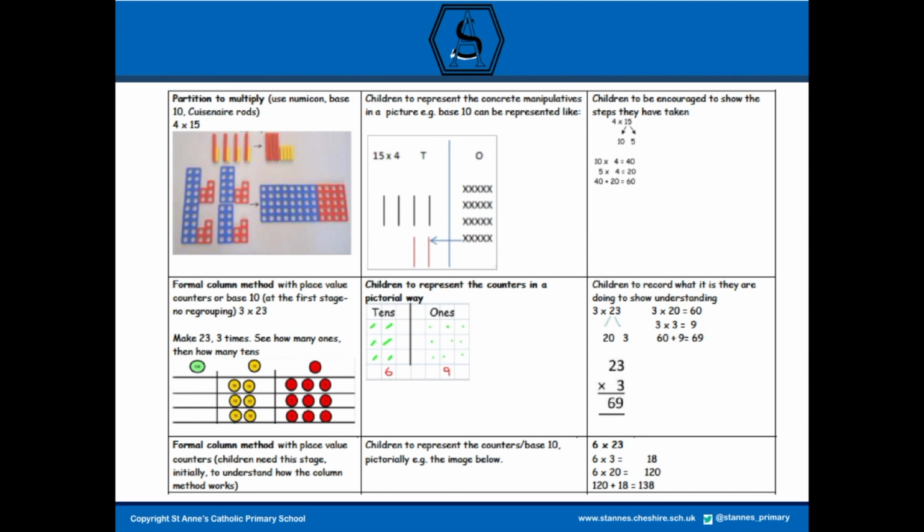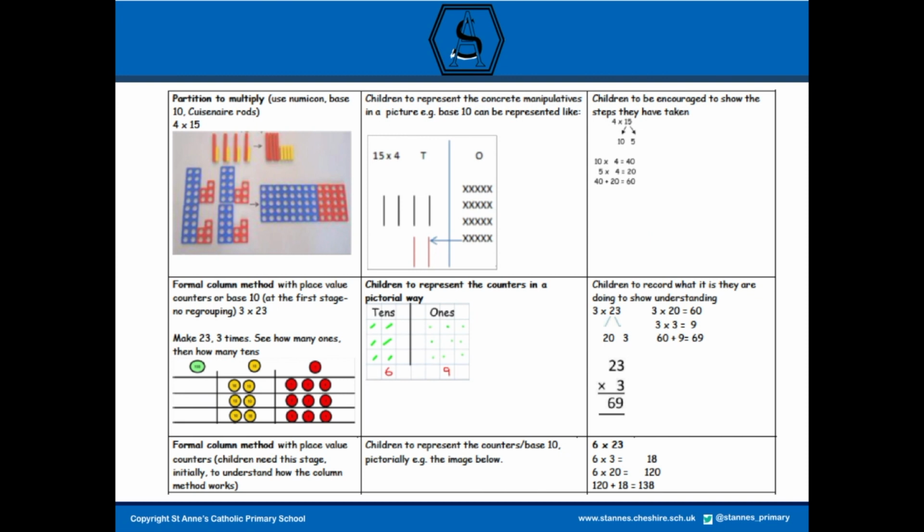Then onto the abstract, we have 3 lots of 23, or 3 lots of 20 and 3 lots of 3. 3 times 20 is 60, 3 times 3 is 9, and 60 plus 9 is 69, and that is represented then in the column method. Then we move on to 6 lots of 23.